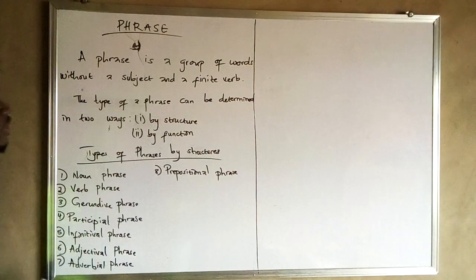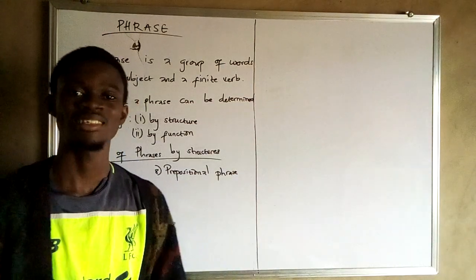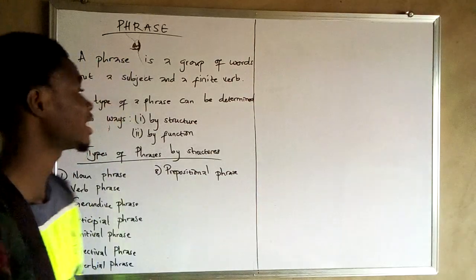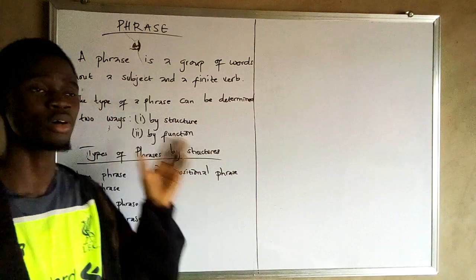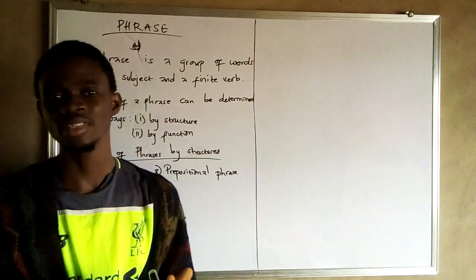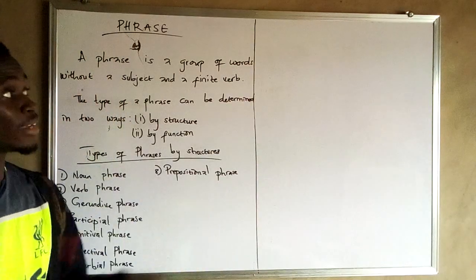What is a subject? A subject can be defined as a doer of an action expressed in a sentence. We can also have another definition of a subject, which is: a subject is the head of a sentence.